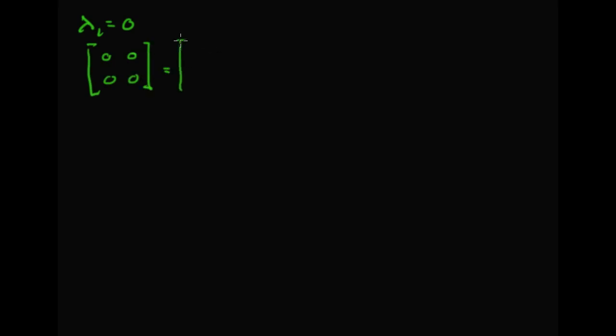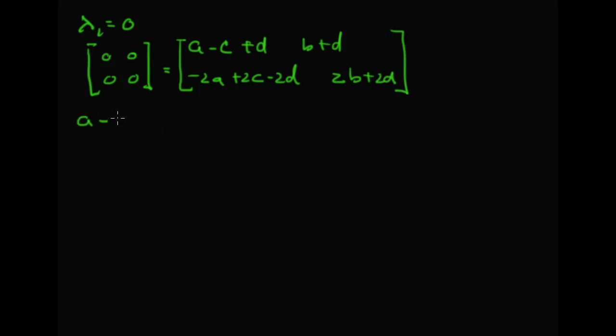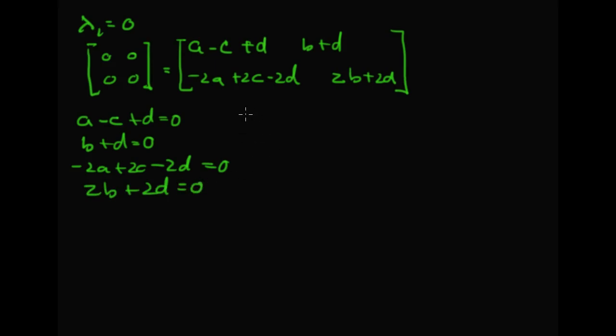And I want that to be equal to A minus C plus D, B plus D, negative 2A plus 2C minus 2D, 2B plus 2D. All right, so the 4 equations here are really easy to see. It's A minus C plus D is 0, B plus D is 0, negative 2A plus 2C minus 2D is 0, 2B plus 2D is 0.